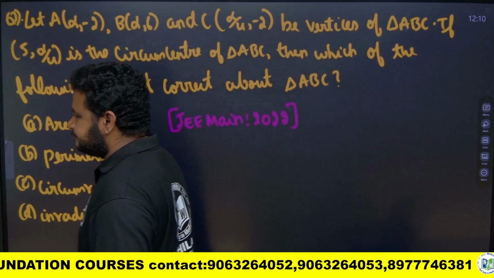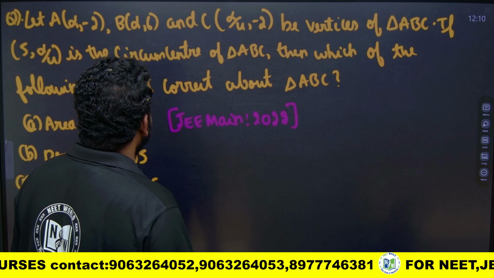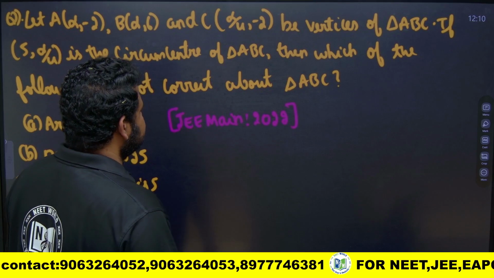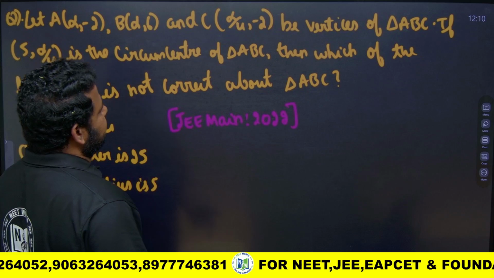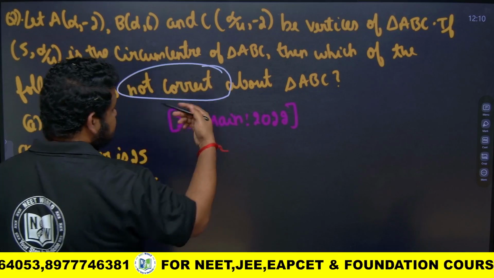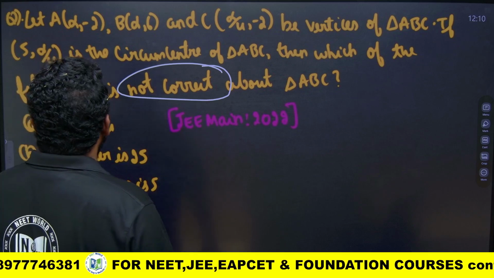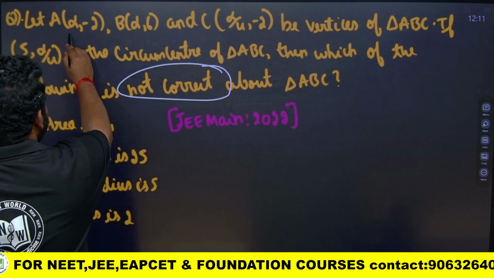So what are they telling? Let A(alpha, -2), B(alpha, 6) and C(alpha/4, -2) be the vertices of a triangle ABC. If (5, alpha/4) is the circumcenter of the triangle, then which of the following is not correct? Not correct is the key word; they are not asking which is correct. So they have given the values alpha, -2 and alpha, 6. Here also alpha is there, here also alpha is there.